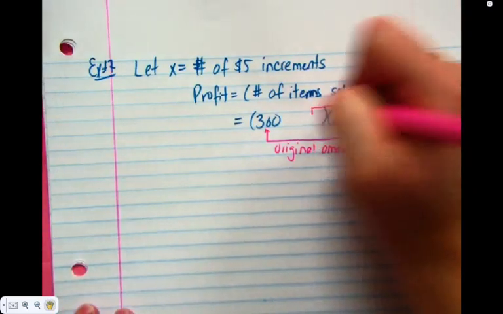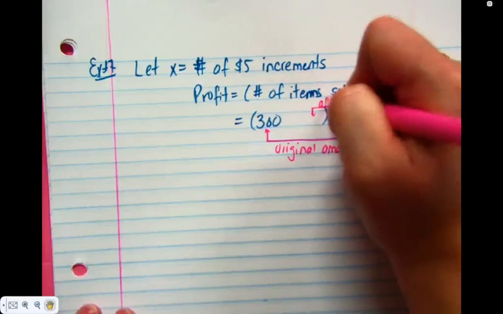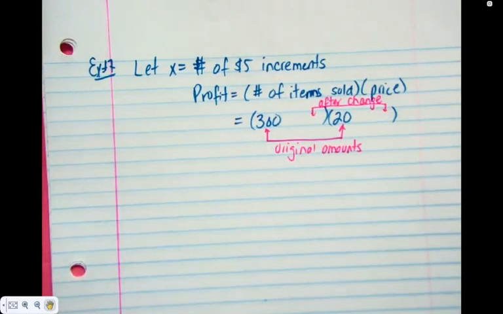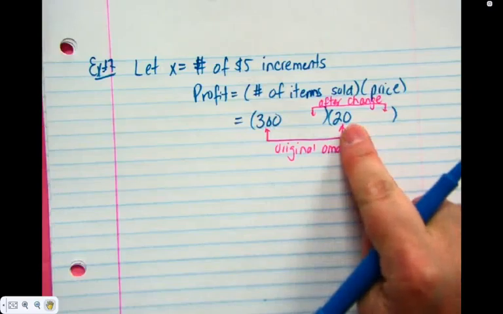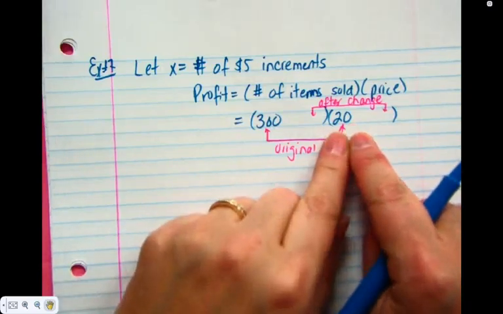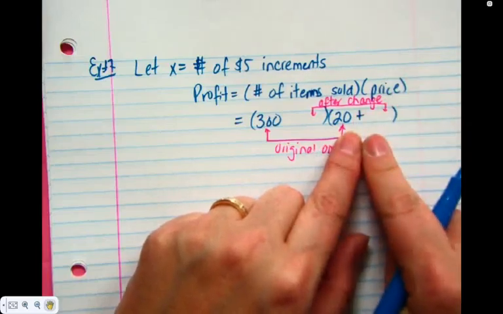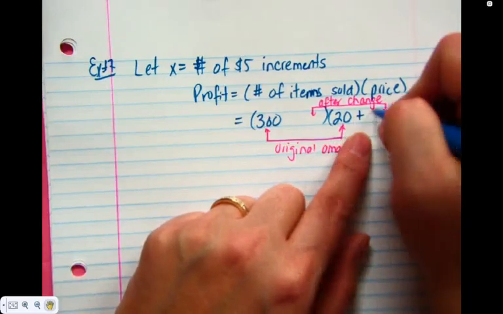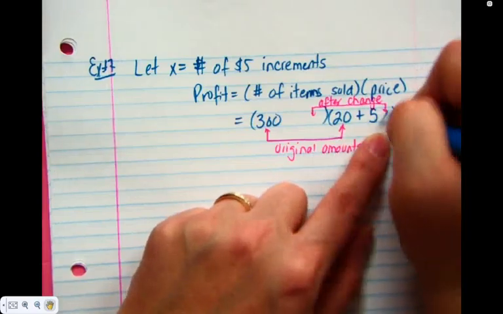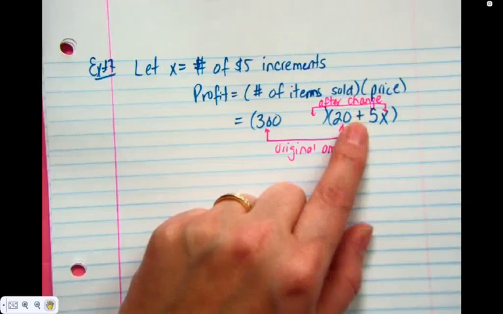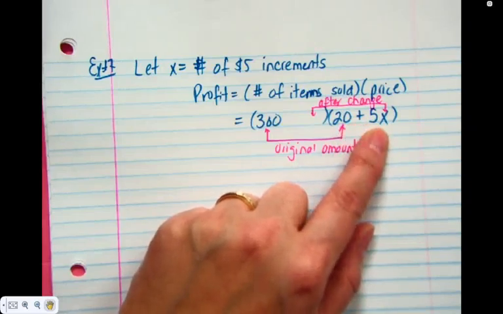The numbers in the back of the binomials will be after the changes. I'm going to go to price first because it's the first thing mentioned. Are we increasing or are we decreasing the price? So it's going to be a plus. By how much are we increasing it? $5. How many times? X. So we're increasing it by $5. We don't know how many times. That's what X is.